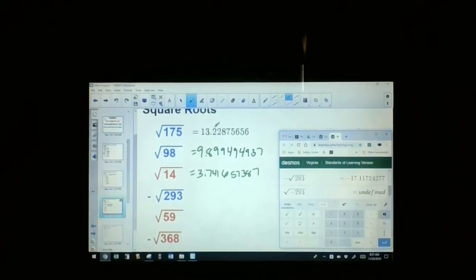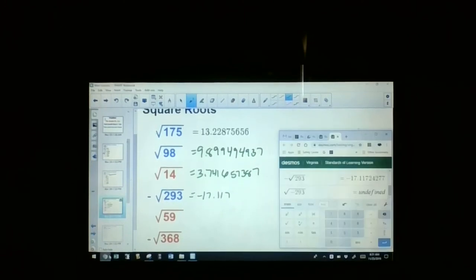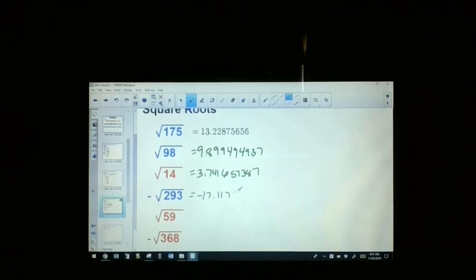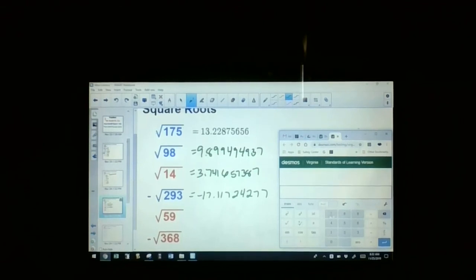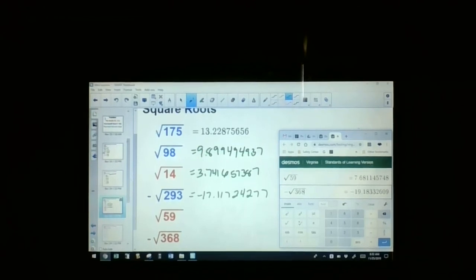And you get negative 17.117. Did I say that right? 24277. All right, pause the video and try the next two. And so you should have gotten negative 7.6811454748 and negative 19.18332609. Okay.